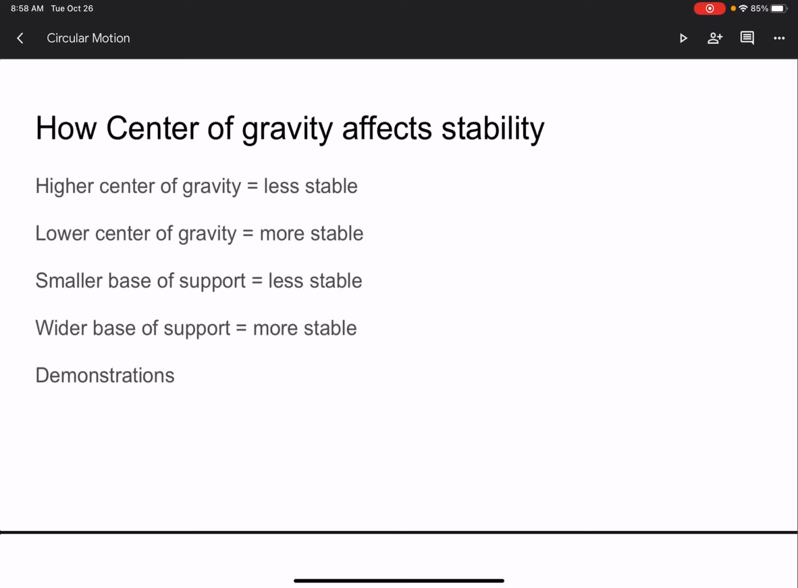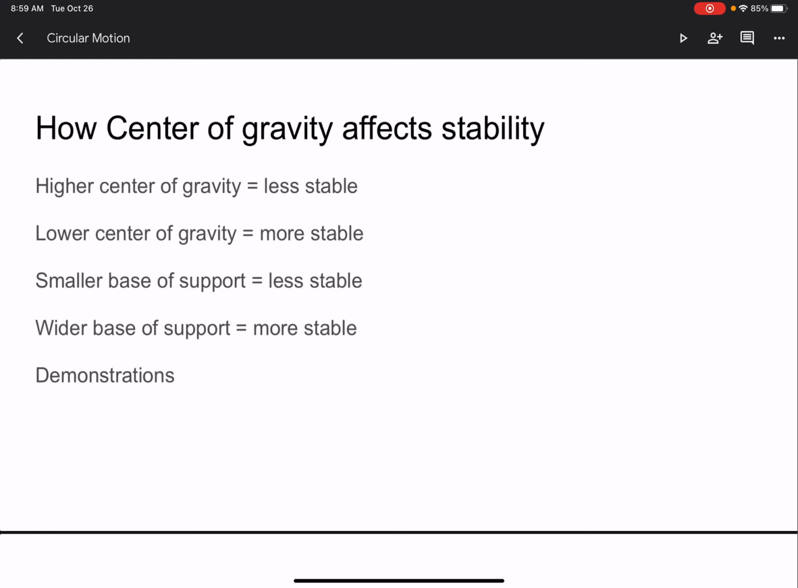How center of gravity affects stability. Higher centers of gravity will be less stable. Lower centers of gravity will be more stable. So I usually like to do a demonstration here, because men tend to have a higher center of gravity than women. And then also taller people have a higher center of gravity.